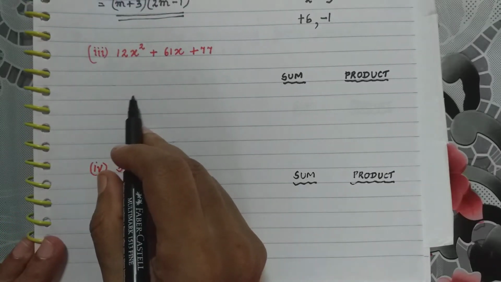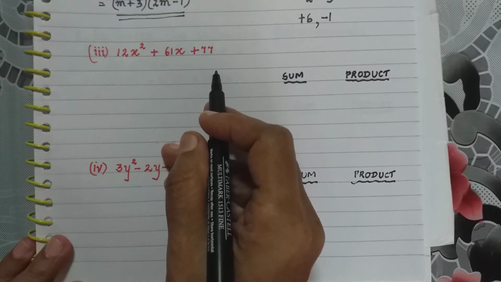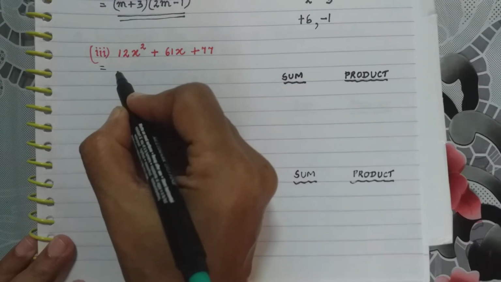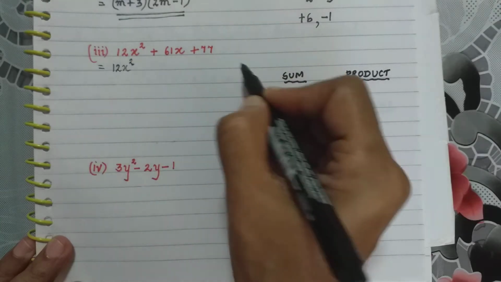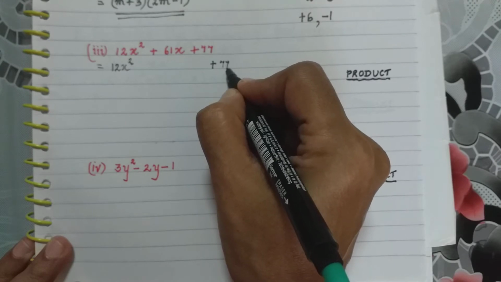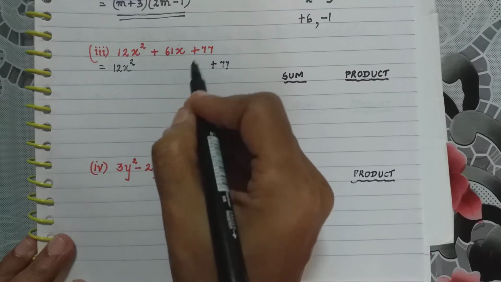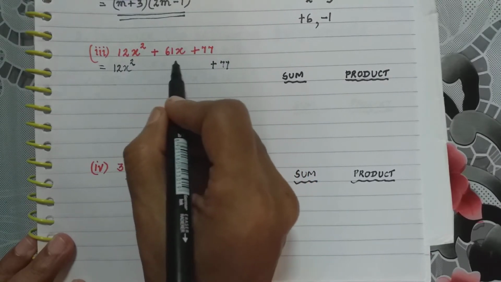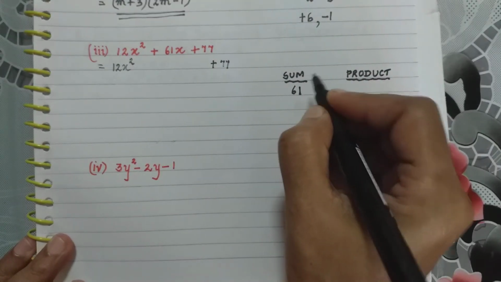Going now to the third sub question, 12x square plus 61x plus 77. Okay, the first step would be to write the first term as it is, that is 12x square. Also the last term as it is, that is plus 77. Now the middle term here is plus 61x. The coefficient of it is the sum, that is plus 61.